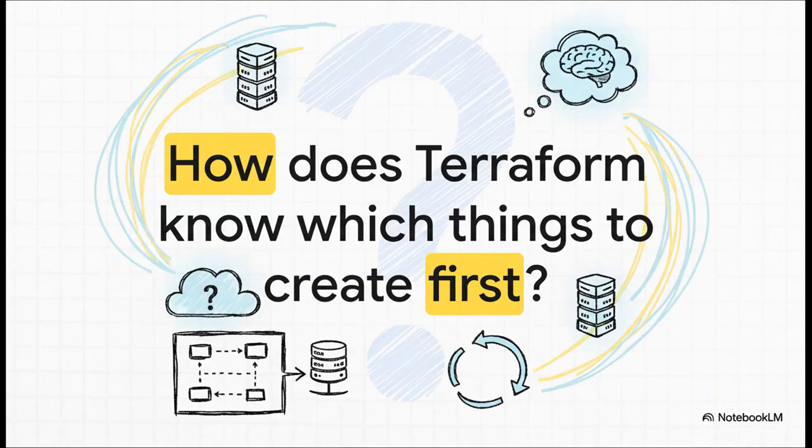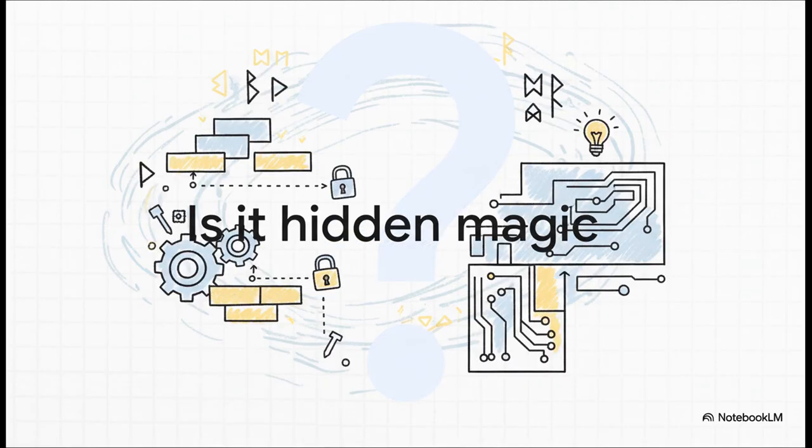How does it know that it has to create the virtual network before it can create the server that's supposed to live inside that network? It feels a little bit like it's reading your mind, doesn't it? Is there some kind of secret, hidden magic happening in the background?